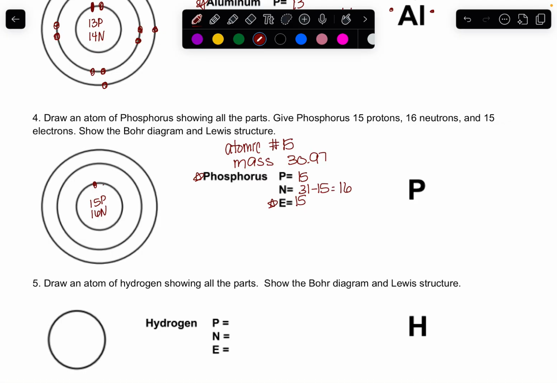I have 15. 1, 2. First layer is full. I jump out to my next one. 3, 4, 5, 6, 7, 8, 9, 10. Still not to 15, so I got one more layer. 11, 12, 13, 14, 15. I look at my outer ring. I have 5 valence electrons to place. So I'm going to do 1, 2, 3, 4, 5.